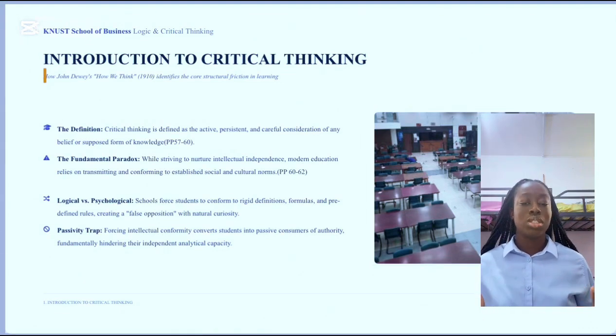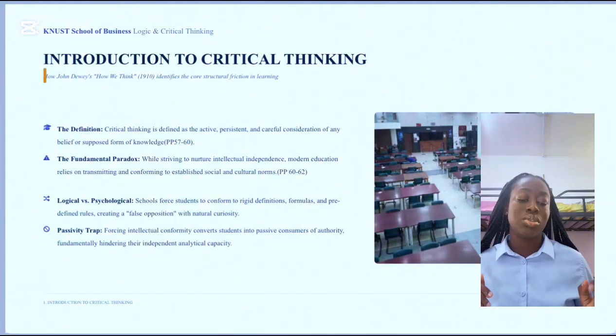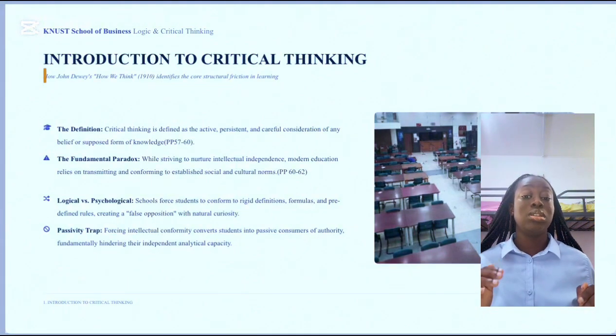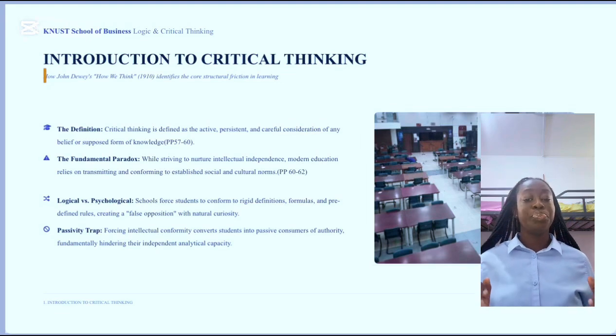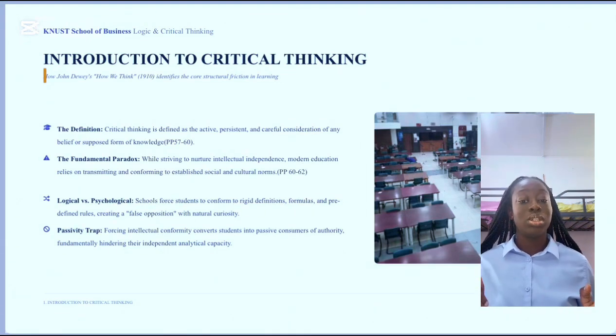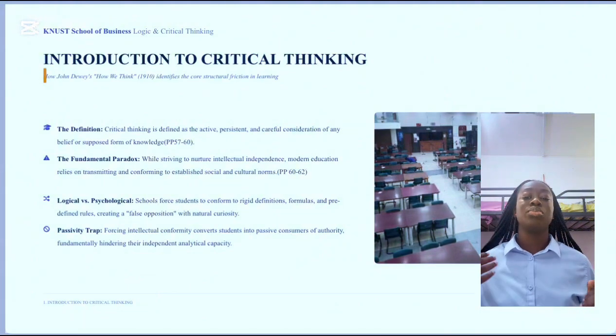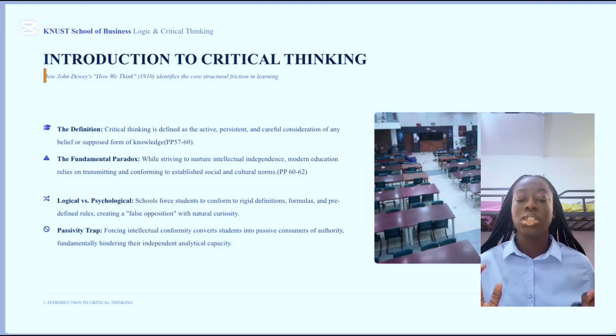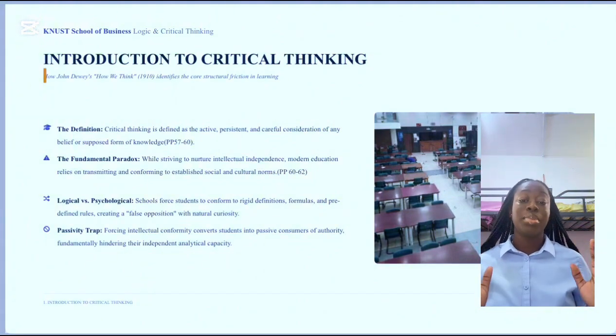So, what is critical thinking? Critical thinking is defined as the active, persistent, and careful consideration of any belief or supposed form of knowledge. This definition was given by John Dewey. One thing you have to understand is that in the introduction we used John Dewey's ideas, so everything that is stated under the introduction is by John Dewey. Exactly. So now that we know the definition of critical thinking, let's move to the fundamental paradox.